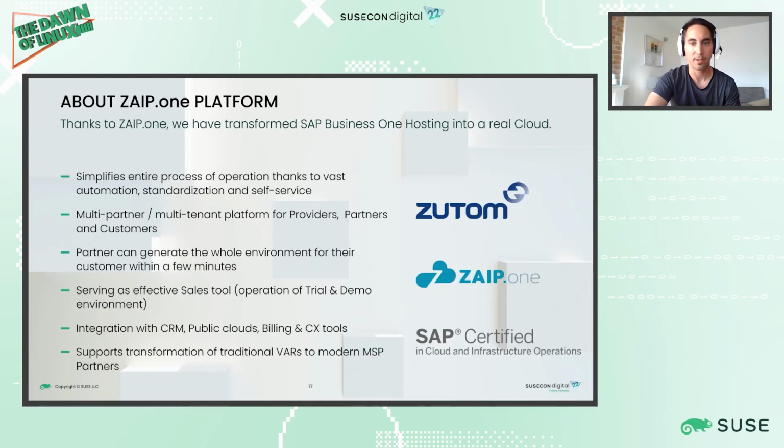So, what is ZIBE1? This is our own development that we have created in-house, and we have been fine-tuning it for the past 5 years. It simplifies the entire operation of SAP Business One thanks to standardization, self-service, and vast automation. Over the time, we managed to automate over 200 different features and business processes, which enable our partners and customers to significantly save time and money. We are using the same principles to build the automation for the SAP S/4HANA.